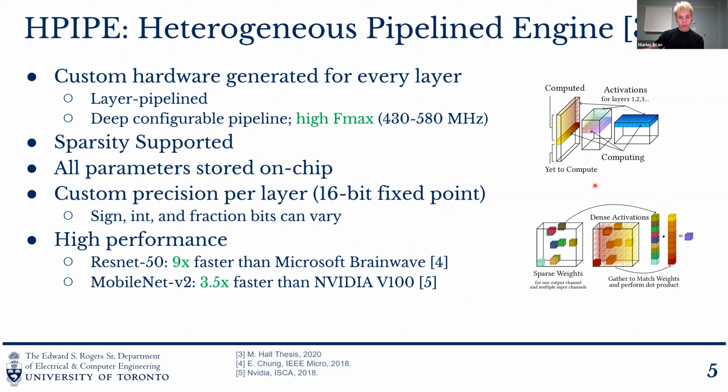We support sparsity in the form of zero weight skipping. So we don't store any weights that are close to or equal to zero, and we don't perform any computations with these weights either. We store all parameters on chip, and we have custom precision per layer in the form of 16-bit fixed point in the baseline design. The number of sign, integer, and fractional bits can vary per layer, so we vary these bits in order to achieve the maximum accuracy possible. We achieve a high performance. At the time the original work was published, we were 9 times faster than Microsoft Brainwave and 3.5 times faster than the NVIDIA V100 AI-optimized GPU.